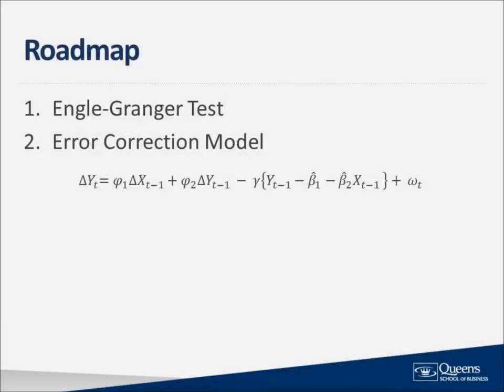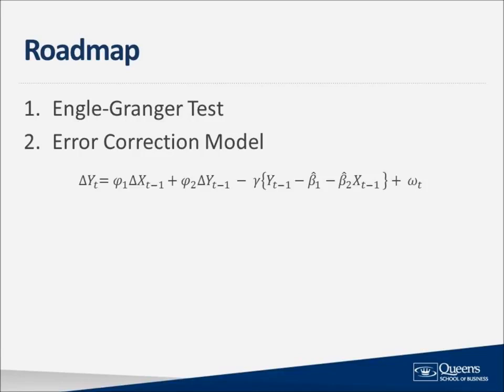Here is the equation for the error correction model that we will be estimating. The lagged residual from the cointegrating regression is found within the curly brackets and captures the departure from the attractor from last period. The coefficient gamma is the speed of adjustment. If it is not statistically significant, the variable is weakly exogenous.